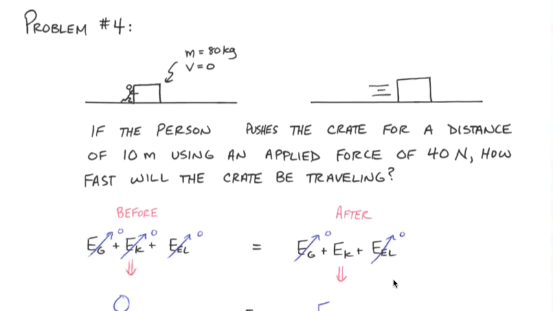Last problem, problem number 4. We have a crate with a mass of 80 kilograms, no velocity. This guy comes along, gives it a push. If he pushes it for a distance of 10 meters using an applied force of 40 newtons, how fast will the crate be traveling at the end of that push?